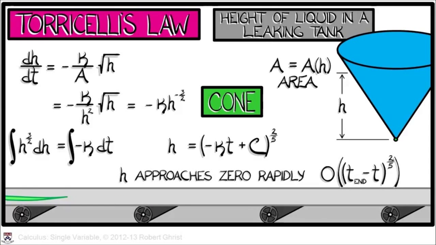What this implies is that h approaches 0 very rapidly at the end. How rapidly? It is in big O of the final time minus t raised to the 2/5 power. That goes to 0 very, very sharply when you're looking at something to a power of 2/5.